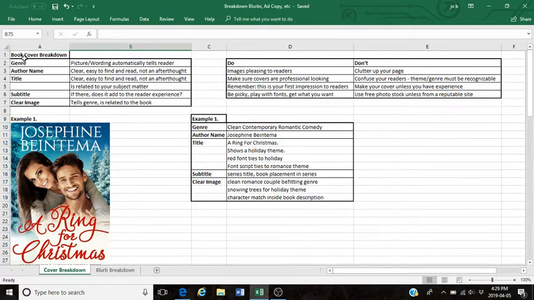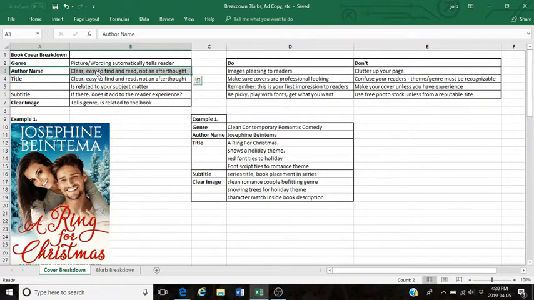So doing a book cover breakdown, you need to know some very specific things. You want to know your genre. This is the picture or wording that automatically tells your reader what your genre is. Whether you're writing nonfiction, a self-help book, something about soccer, or contemporary romance, it automatically shows exactly what your genre is so that your reader is very clear on what's going on.